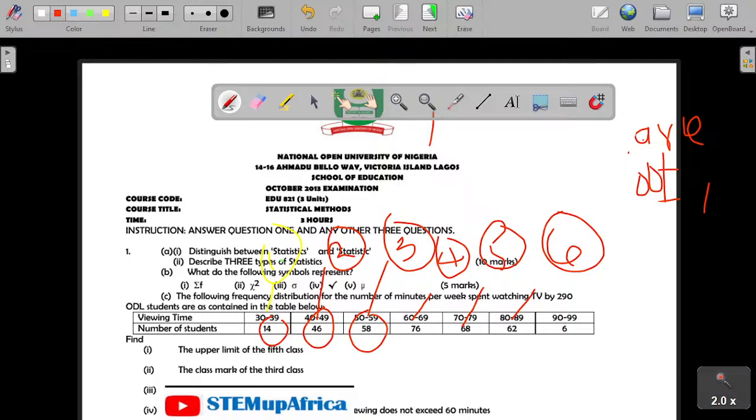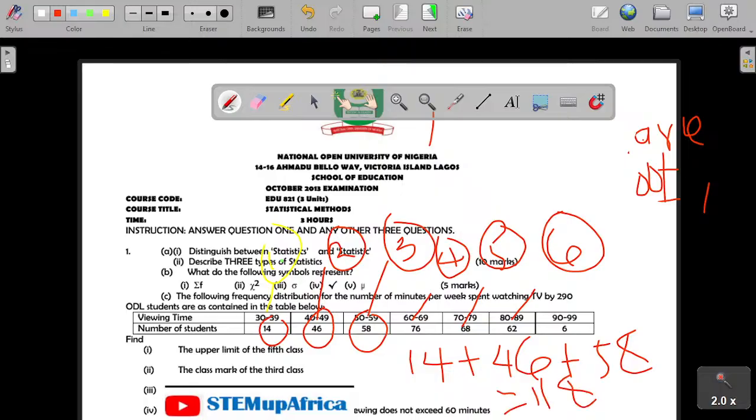So how do we get the percentage of those who view within 60 minutes? How many people first? The number of people who view within 60 minutes is 14 plus 46 plus 58. If you add them up, that will give us 118 persons. 118 people view within 60 minutes. So how do you get the percentage now?